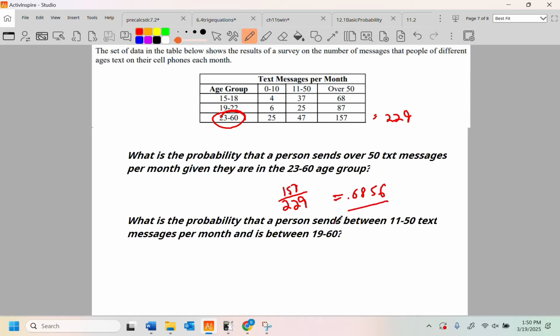What is the probability that a person sends between 11 to 50 text messages per month and is between 19 to 70? Okay, so we've got some work to do here. I like that tables don't require formulas, but you'll notice I'm highlighting. I send between 11 to 50, that's going to be this column, and is between 19 and 60. So that's going to include that guy, that guy, that guy, and that guy.